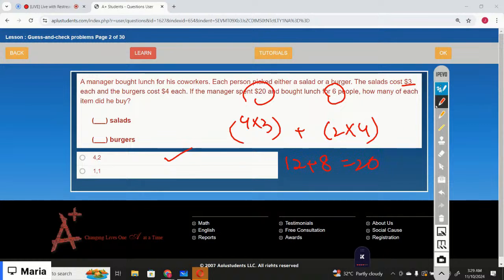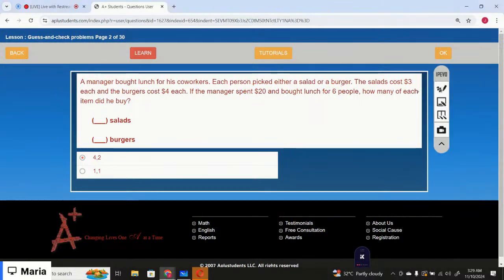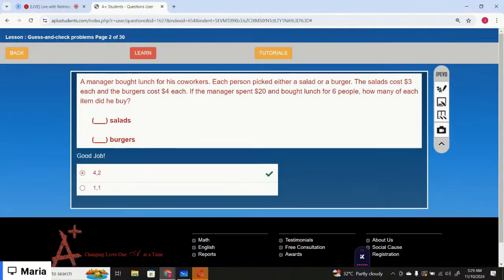So the correct option is option number 1, that is 4 and 2.